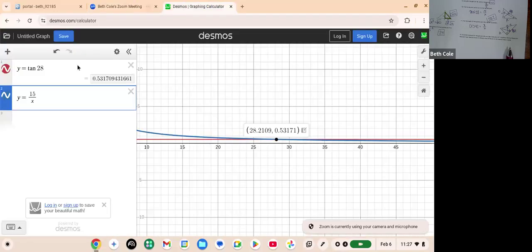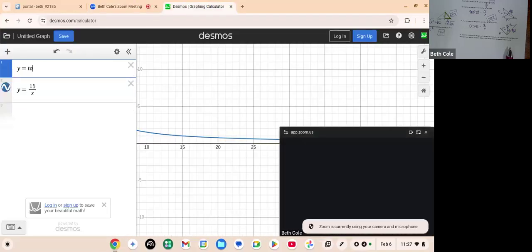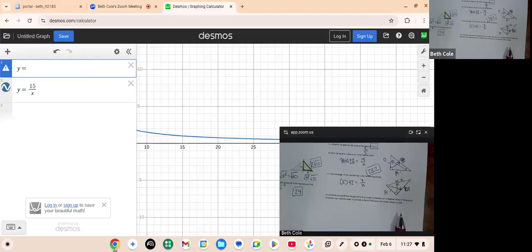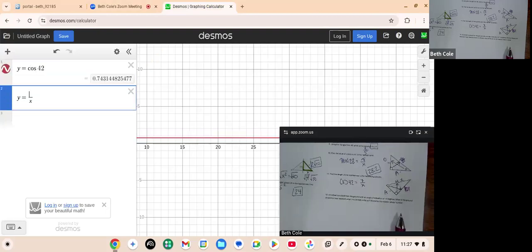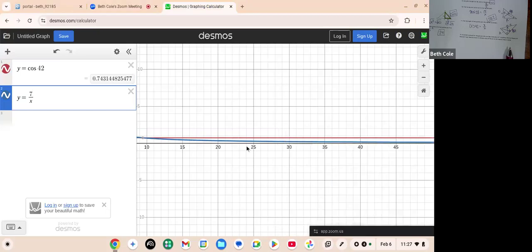Thanks for being patient while I type. I want to make sure you know how to type it in. So you put y equals in both of them. We have cosine 42, and then the other one is 7 over x. Cool. I'm going to find the intersection, which is over here.